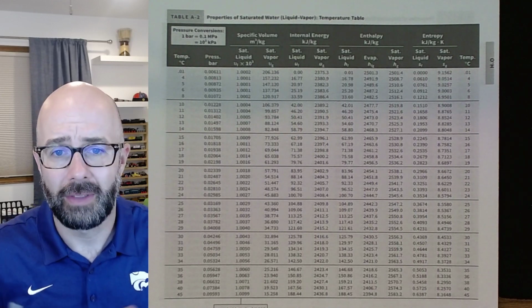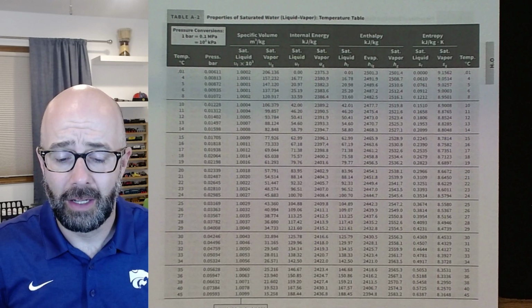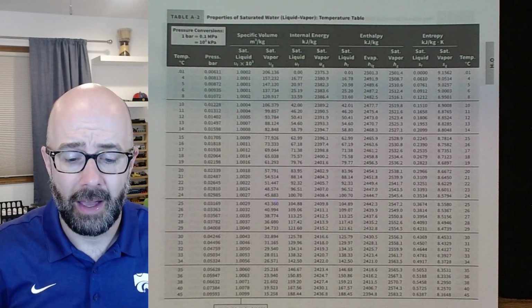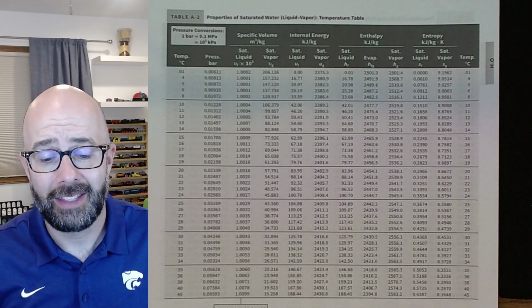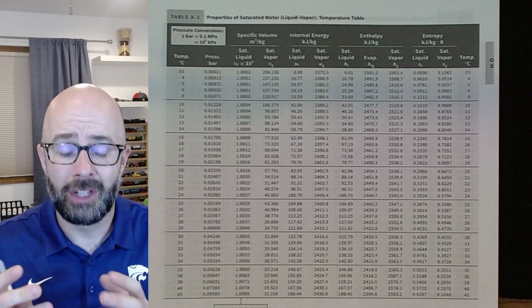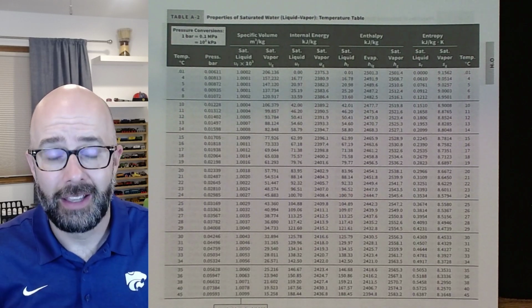There's other refrigerants out there that we're dealing with. But propane's also a refrigerant. It's called R290. Ammonia is a refrigerant. You can call it R717. And here's the big one. Water is a refrigerant, and it's R718.